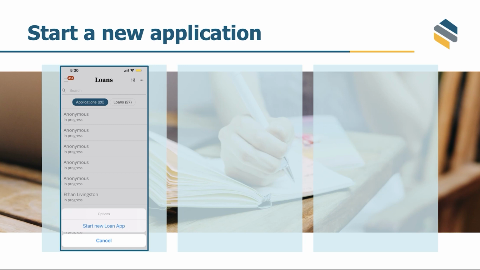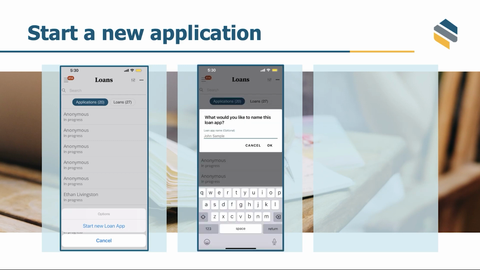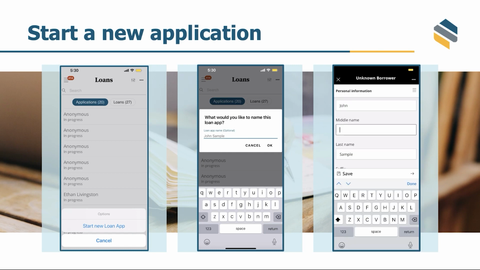Next, you will need the name on the application, and then it will bring you into the application itself where you will start completing the borrower information, including their name, phone number, and email address. Now, make sure that you enter the email address correctly because this is going to be what your borrower is going to use to create their account, and they must match exactly.